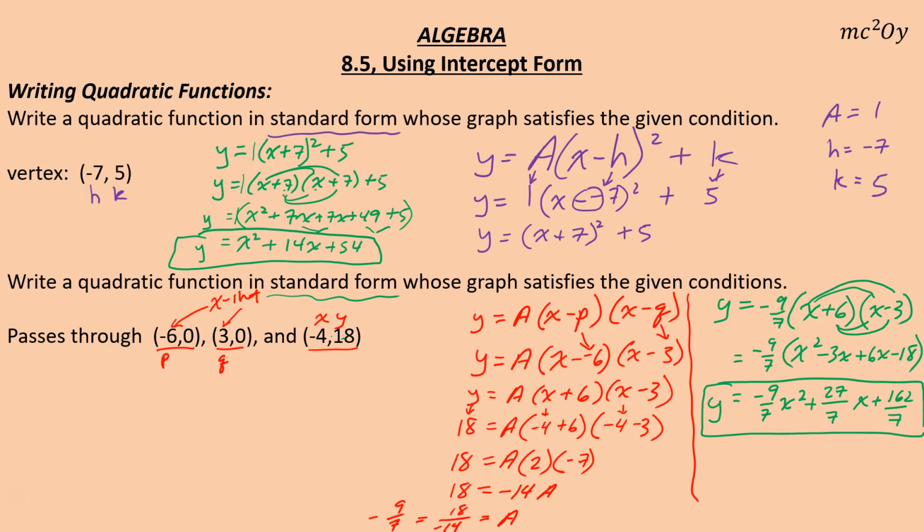All right. So if they give you another point, you have to find a. Up here, they didn't tell you what a was, and they didn't give you another point, so you're good to go.